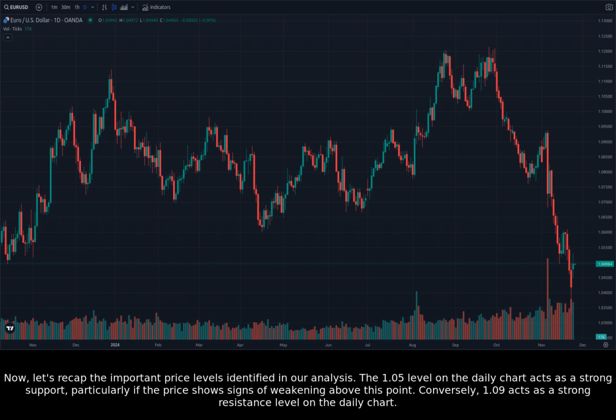Now, let's recap the important price levels identified in our analysis. The 1.05 level on the daily chart acts as a strong support, particularly if the price shows signs of weakening above this point. Conversely, 1.09 acts as a strong resistance level on the daily chart.